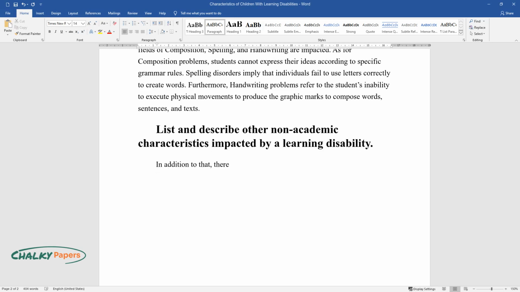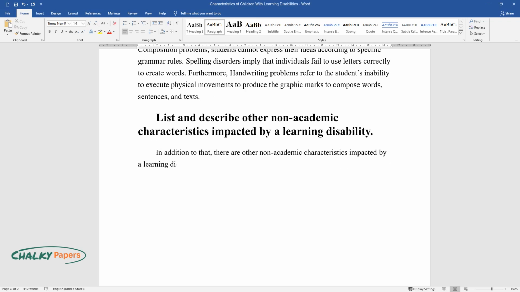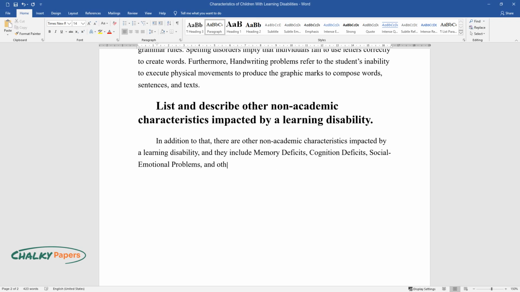List and describe other non-academic characteristics impacted by a learning disability. In addition to that, there are other non-academic characteristics impacted by a learning disability, and they include memory deficits, cognition deficits, social-emotional problems, and others.